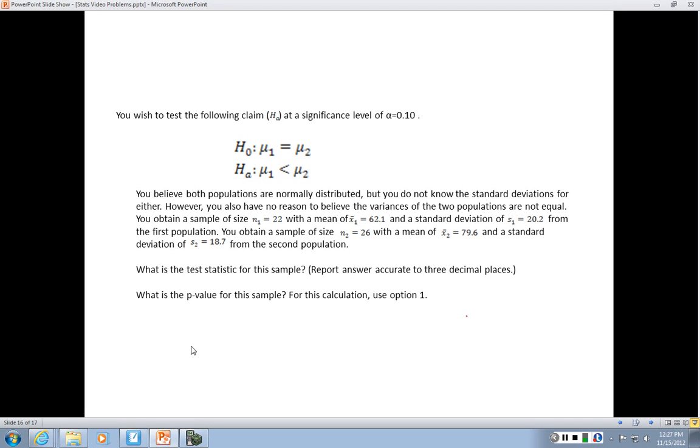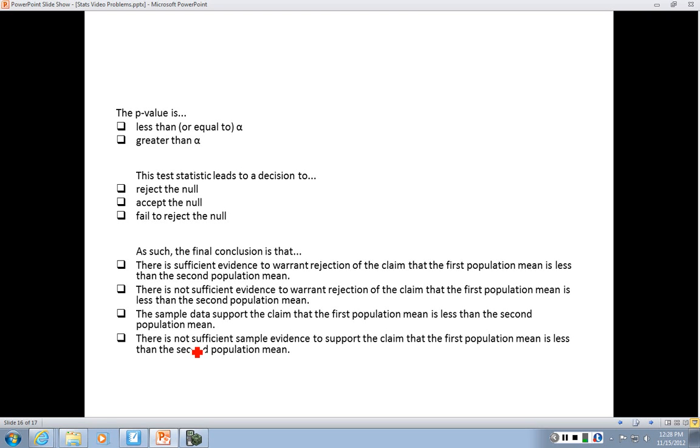So you obtain a sample from each with X bars and sample standard deviations for each. And we're going to perform this hypothesis test. We're going to get the test statistic for the sample, the p-value for the sample, and then we'll compare the p-value to alpha, which will lead us to a decision and a conclusion.